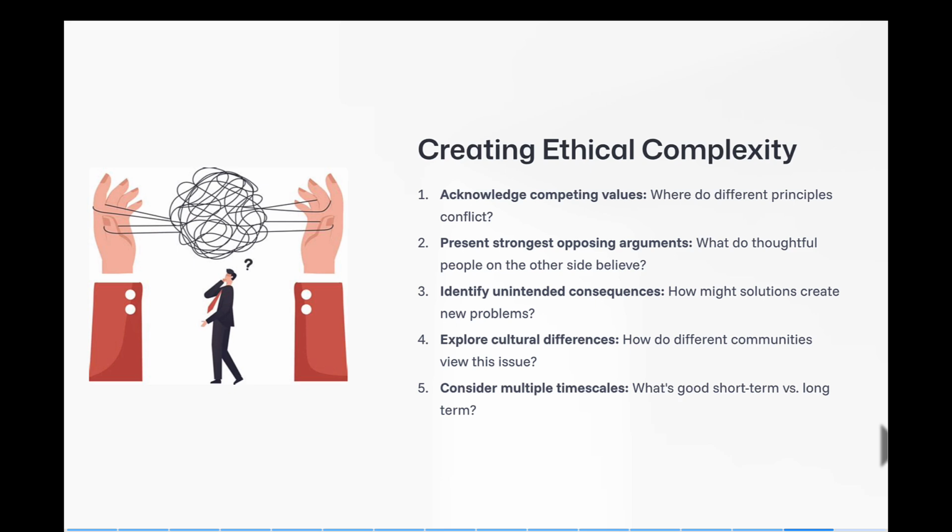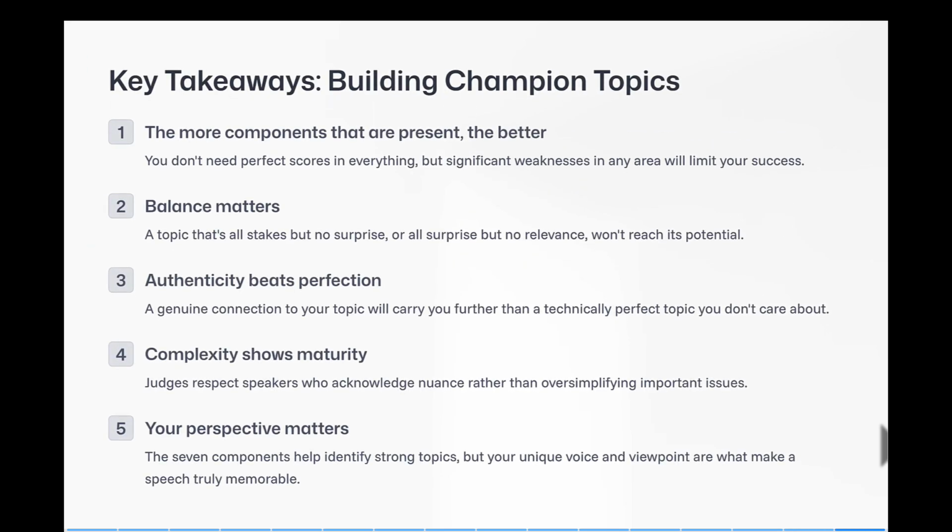Something like that. So now we've made our way through all 7 of the components, and I think here are the key takeaways that I want you to have. 1, the more components that are present, the better. You don't need perfect scores in everything, but significant weaknesses in any area can definitely limit your success. So you definitely don't want to have a 0% in any of these categories, even if you're not at 100% in all of them. Again, you probably won't be able to get to 100%, and I don't even think there's many examples of speeches that really check all of those boxes. So don't think of it as all of these boxes need to be perfectly checked to the absolute maximum. But again, the more you have, the better.